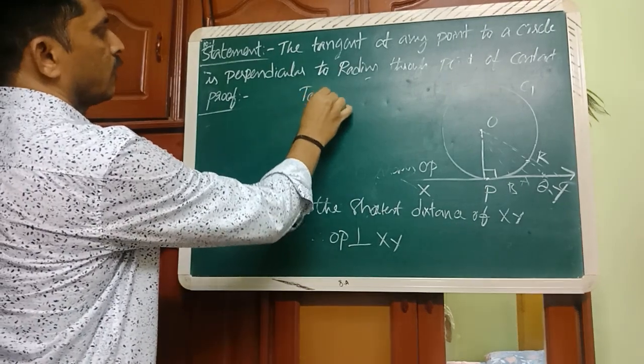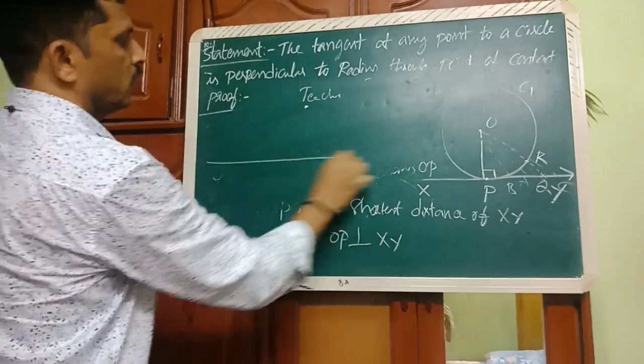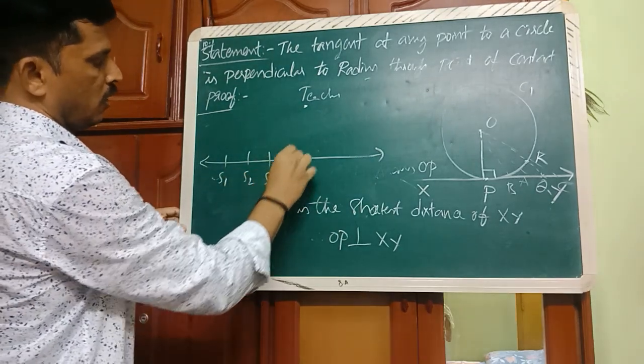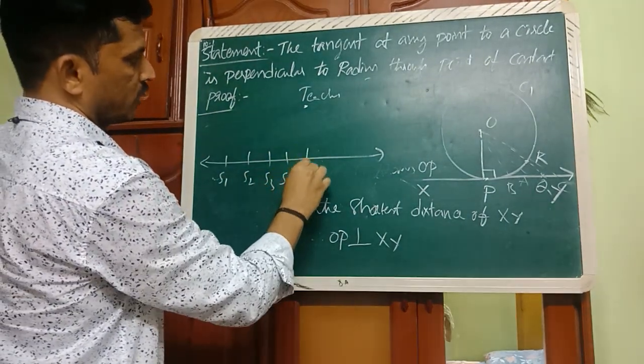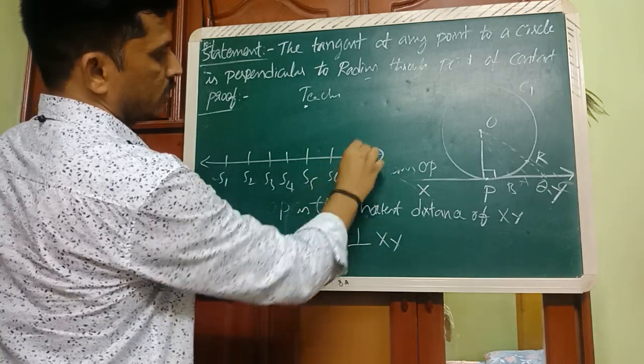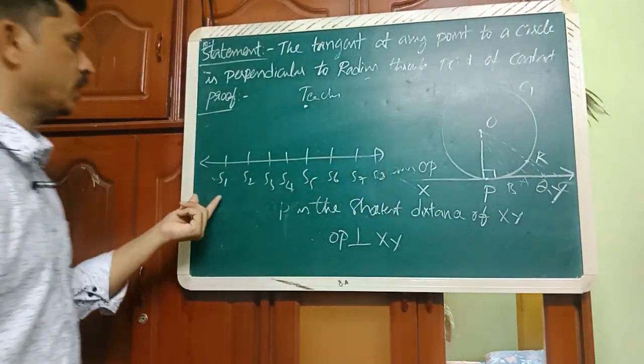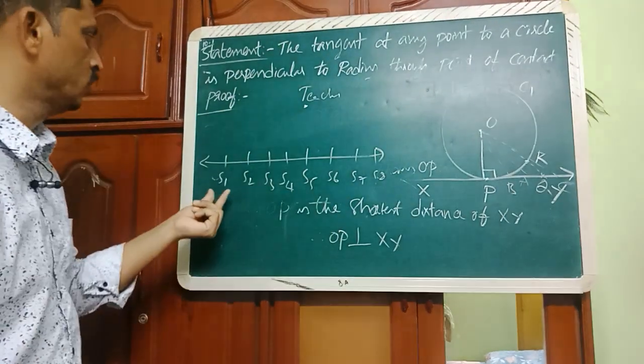Here is the teacher. Here some students are there: S1, S2, S3, S4, S5, S6, S7, S8. 8 students are there. So that 8 students have some apples.